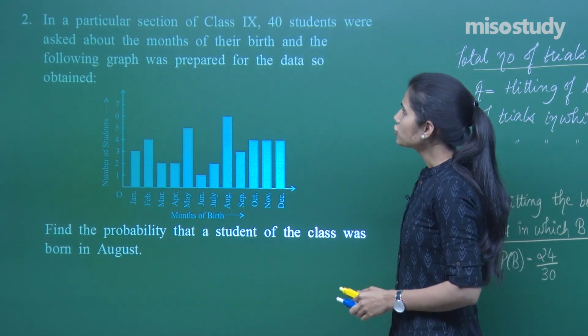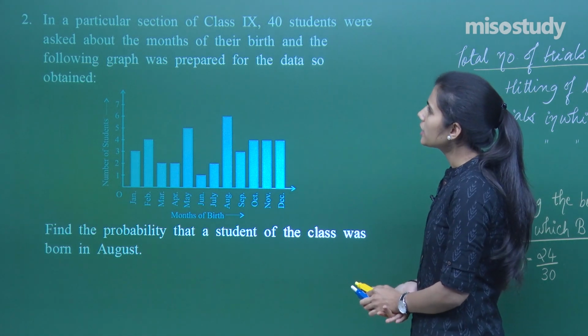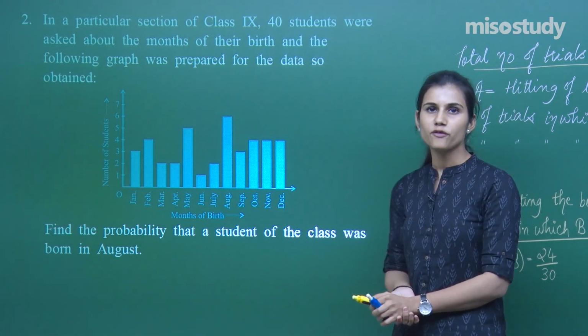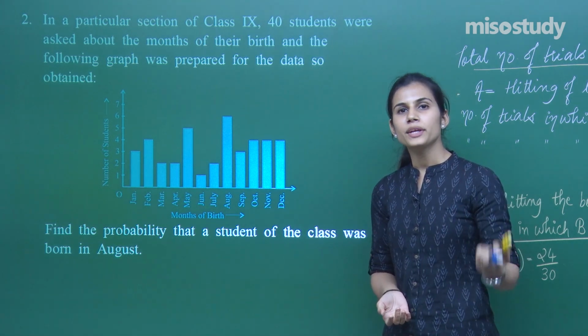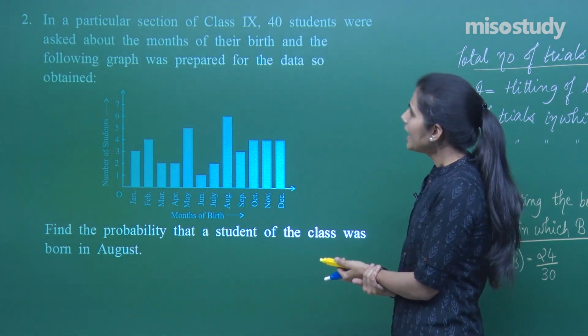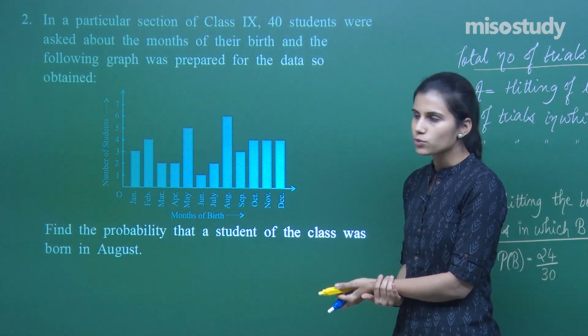In a particular section of class 9th, 40 students were asked about the months of their birth. So, there are 40 students in the class. Each student is being asked about the month in which he or she was born. And the graph is prepared for the data so obtained.